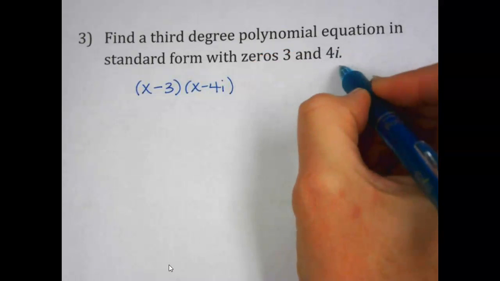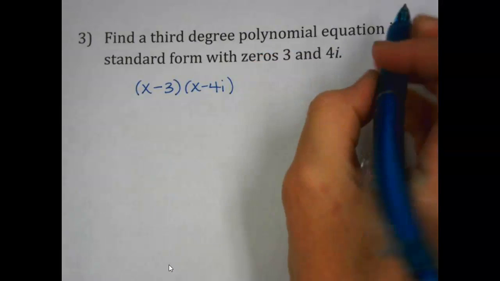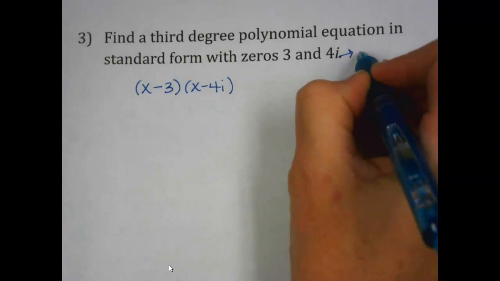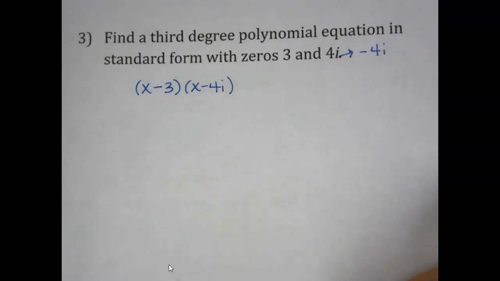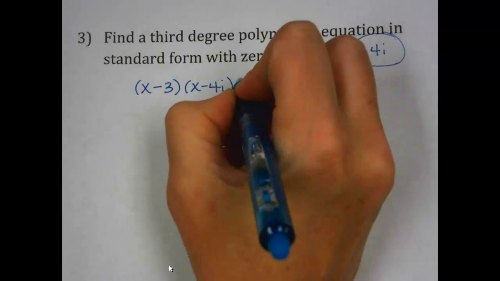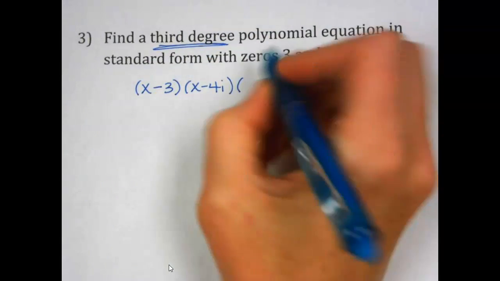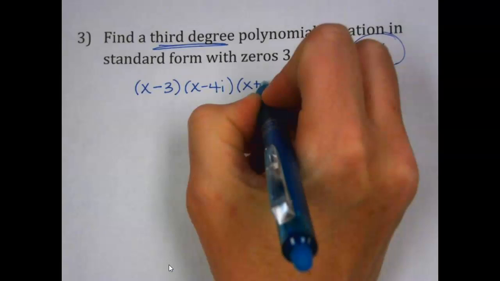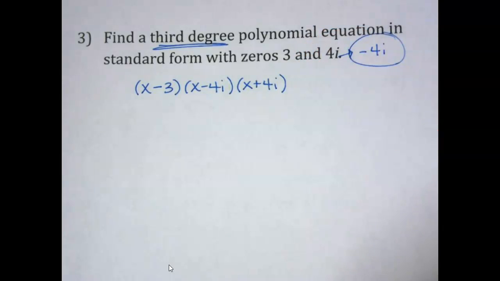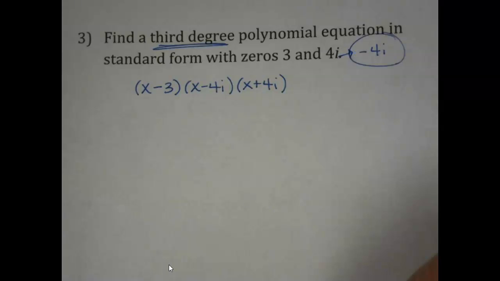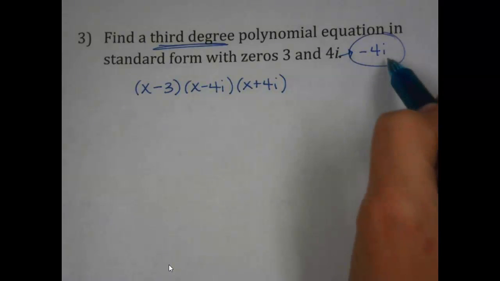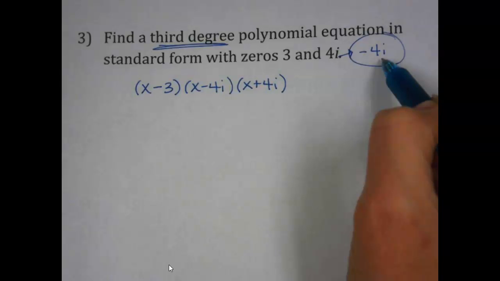And anytime you have one imaginary number, you also have its conjugate. So we know that negative 4i would also be a 0. Don't forget that one. So notice here we have to have a third degree, so we need 3 zeros. So if you leave out that other 4i, you only have 2 zeros. You'd end up with a quadratic instead of a cubic. So when you see one imaginary, make sure you put in the other imaginary.